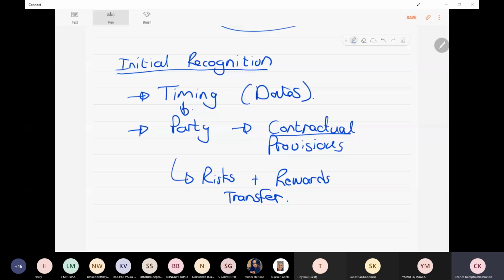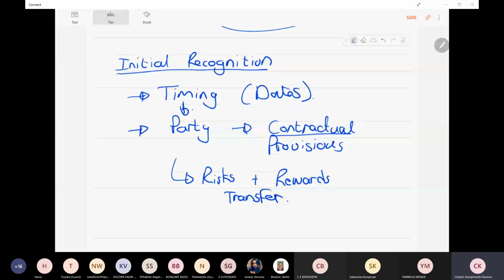Yes, I have a question, Charles. Who's asking? It's Sylvia, sorry. No problem. I wanted to find out, with this initial recognition, would they have to say that it is a signed contract agreement, or can it also include a verbal contract?